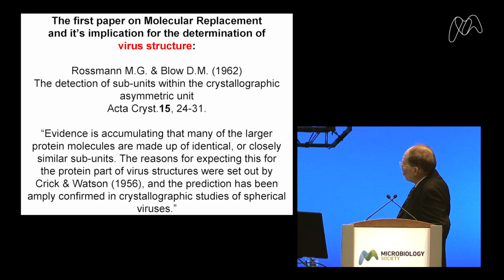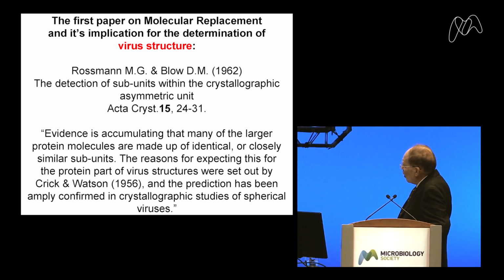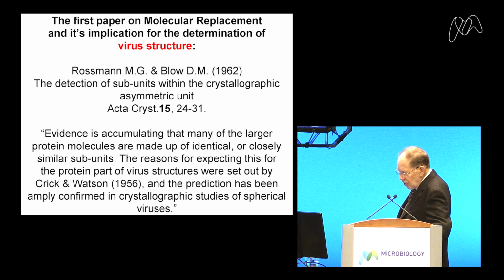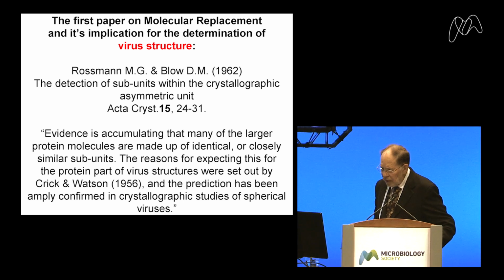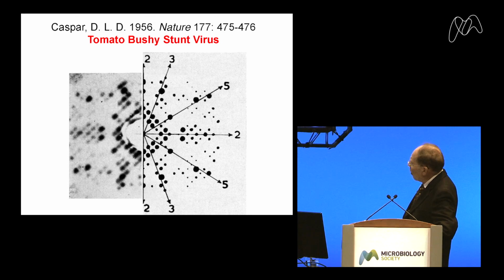I said evidence is accumulating that many of the larger protein molecules are made up of identical or closely similar subunits. The reasons for expecting this for the protein part of virus structure were set out by Crick and Watson. I'll explain that more in a minute. And the prediction has been amply confirmed in crystallographic studies of spherical viruses, as is shown here. This is work of Don Caspar in Cambridge, where he shows the angles between the symmetry axes, represented by strong intensities on the diffraction pattern, correspond to those of an icosahedron.